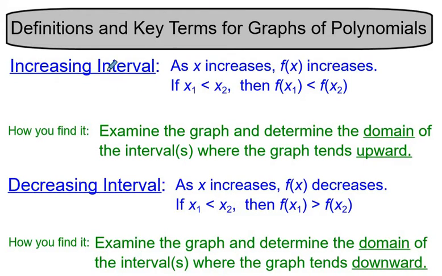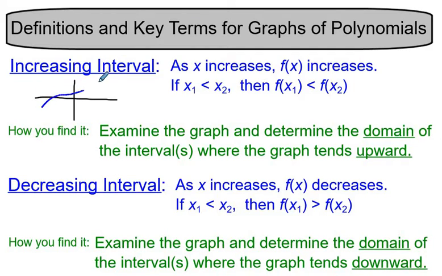So the first definition is an increasing interval, and basically what it says is as x increases, f of x increases. Algebraically speaking, it means that if the first value is less than the second value, then the output created by that first value will always be less than the output value by the second value. So let's take a look at what that's saying. A lot of students read that and have a little trouble understanding what it's saying.